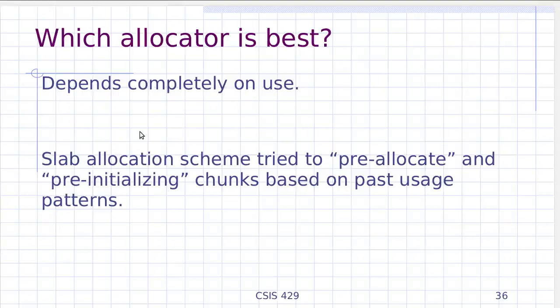As far as the question of which of these allocators is best, it depends completely on use. What kinds of requests are going to come in? If you knew what's going to come in the future, of course, you could plan it out and figure out the best scheme.